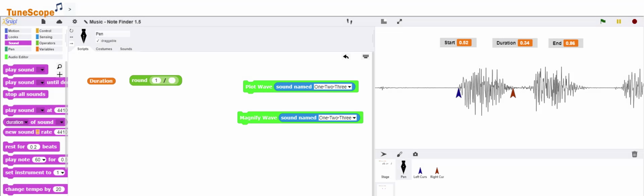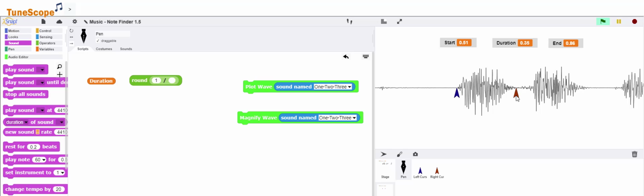In the previous video, we learned to plot a waveform on the stage of TuneScope. We can also use a pointer to tell where we are in the waveform. So the blue pointer is showing that we're about a half a second into the utterance.